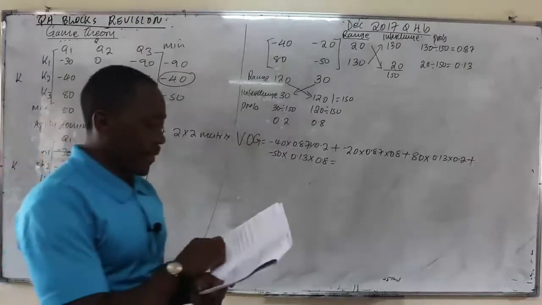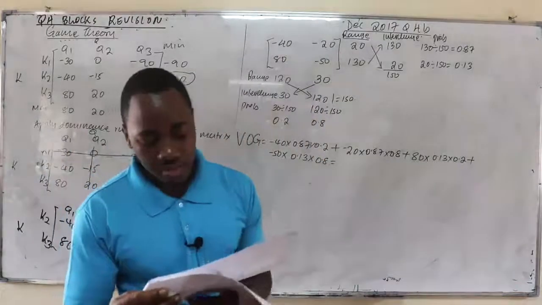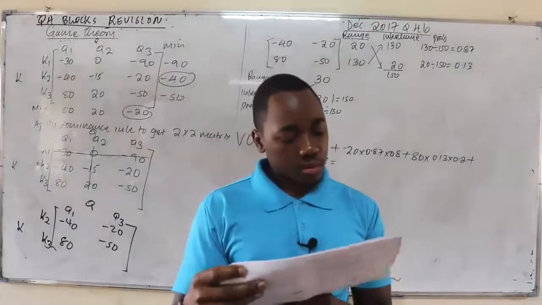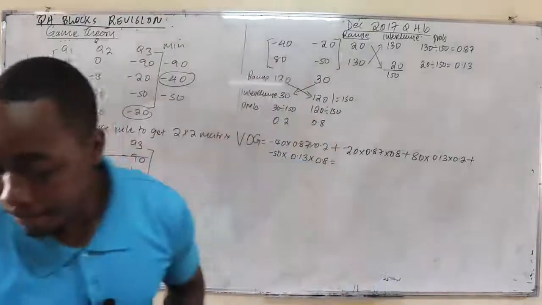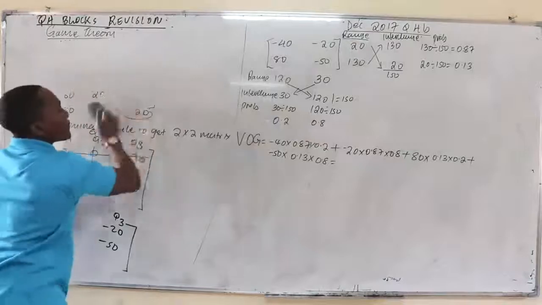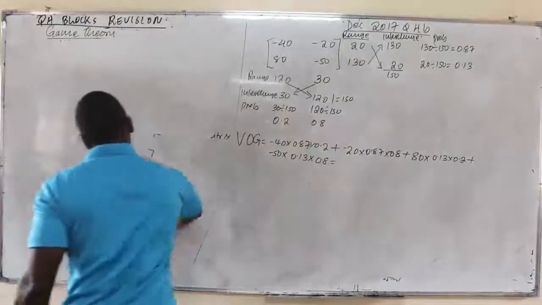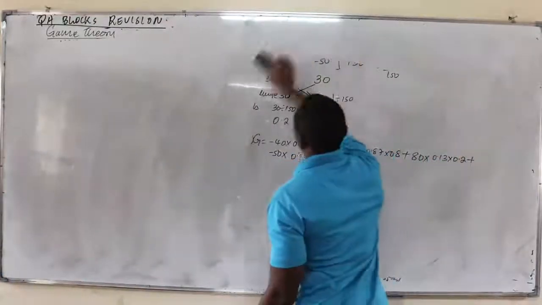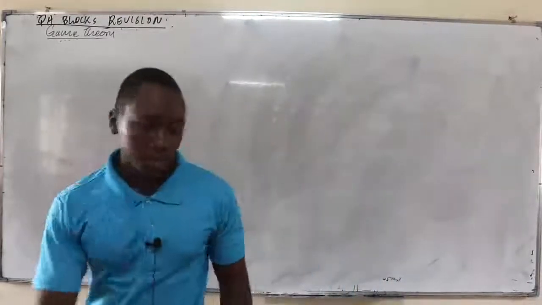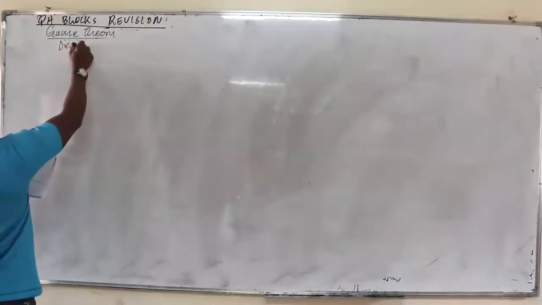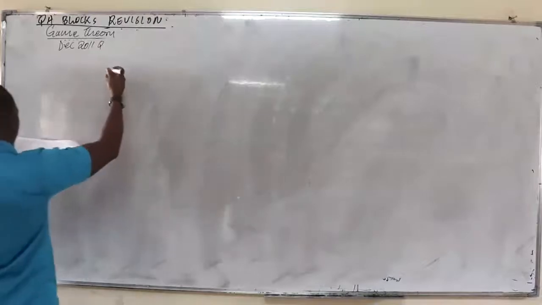So you can try the last question on game theory. December 2011, question 3B. It's on page 6.